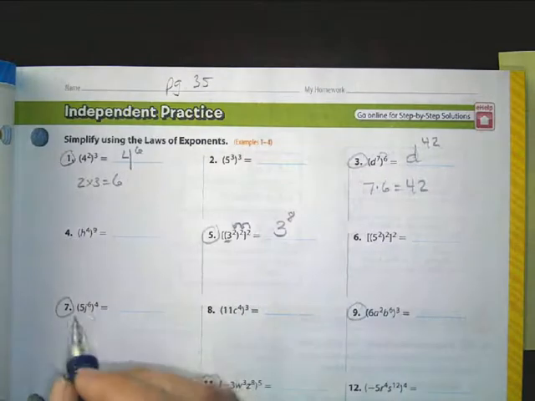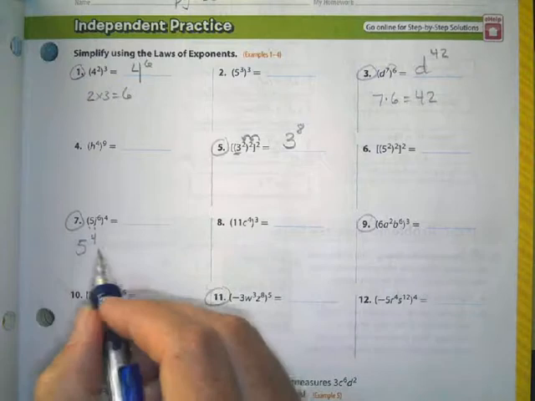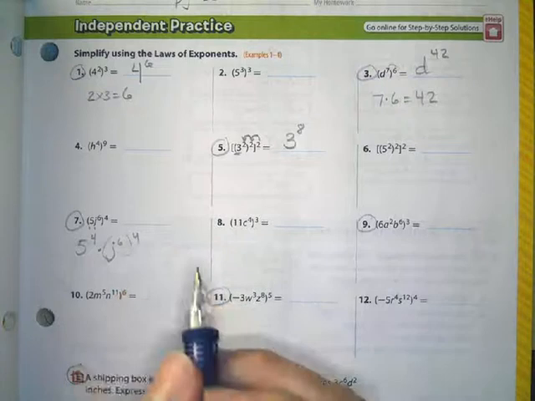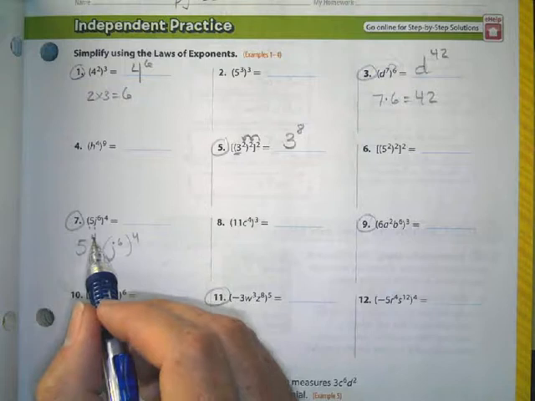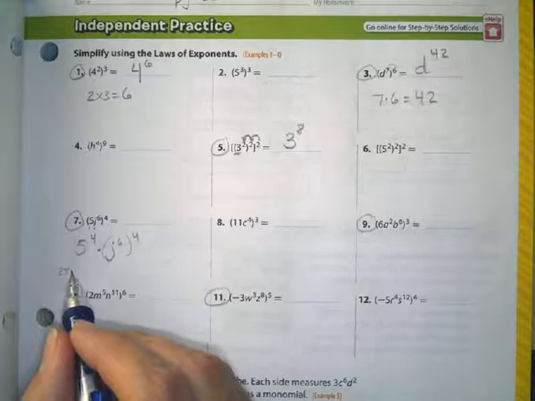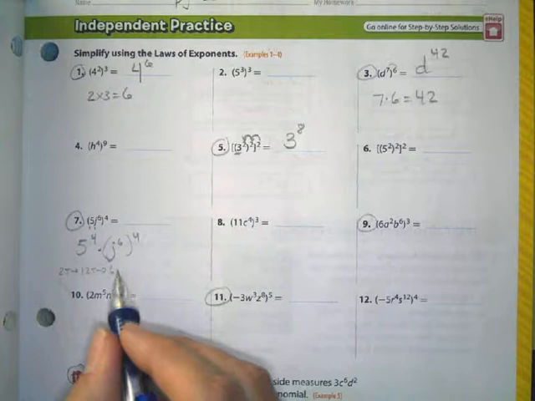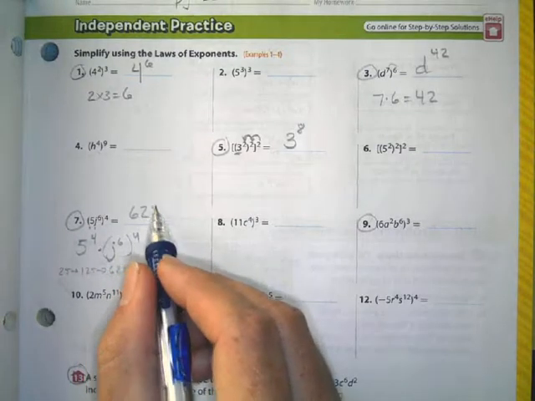On number 7, though, I have two things happening. I have a coefficient and I have a variable. I could rewrite this as 5 to the 4th times j to the 6th, all to the 4th power. Okay? So this becomes something a little different. This becomes 5 times 5 times 5 times 5. Well, 5 times 5 is 25. 25 times 5 is 125. And 125 times 5 is 625. So my 5 to the 4th power becomes 625.